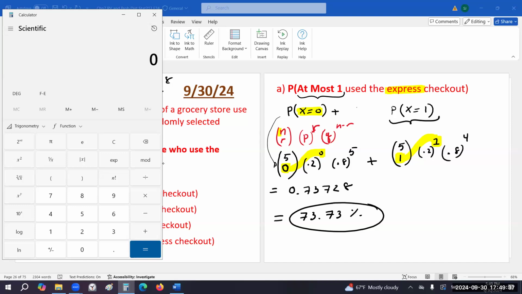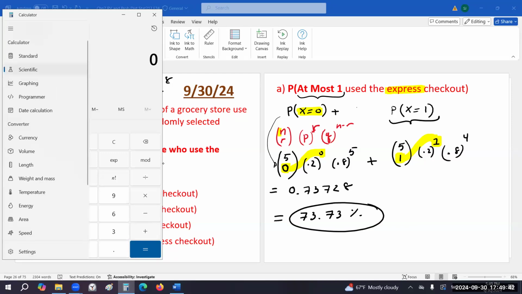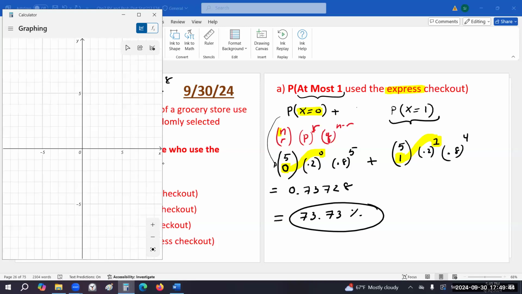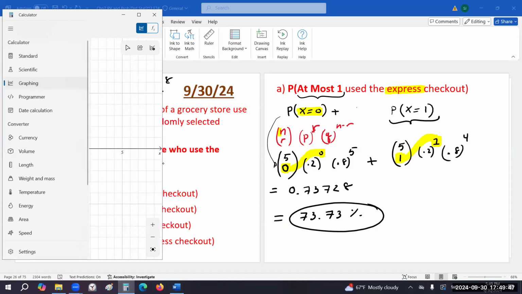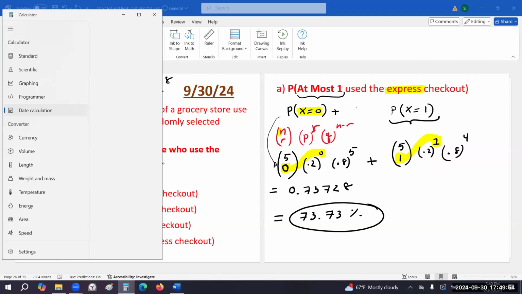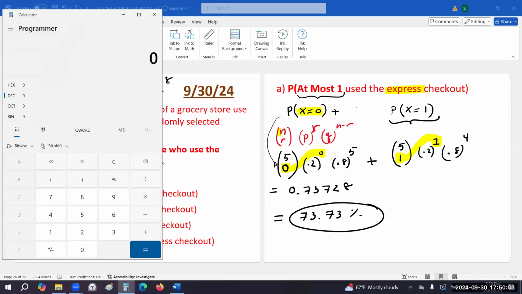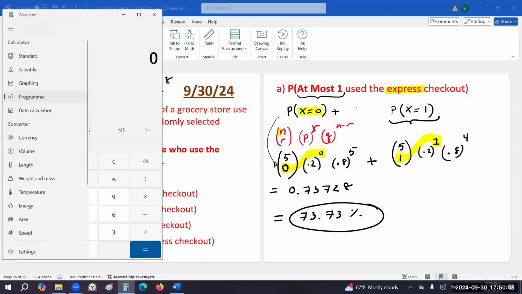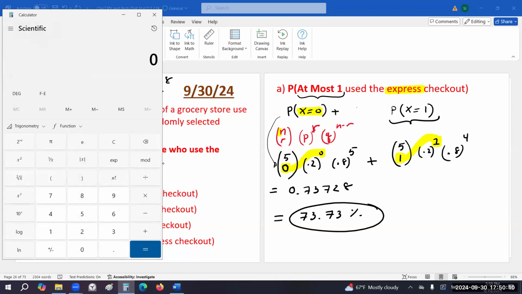Does it have n choose r? Let me see. Graphing. Now, statistic. Data calculation. No. Oh, it doesn't have anything here. Man, it doesn't have statistic calculator. Graphing doesn't have any. How about programmer? Definitely not. Nope. Sorry.